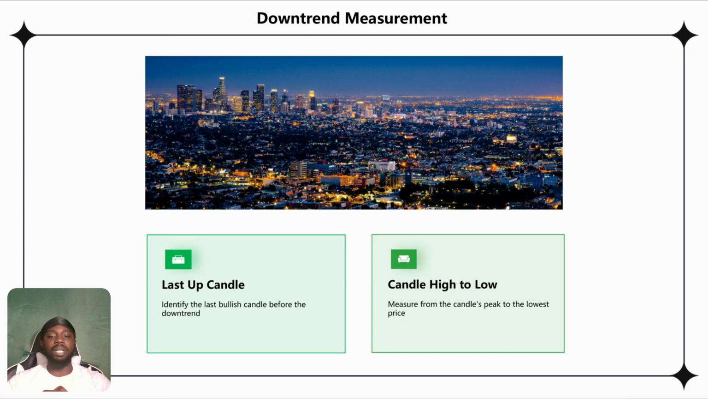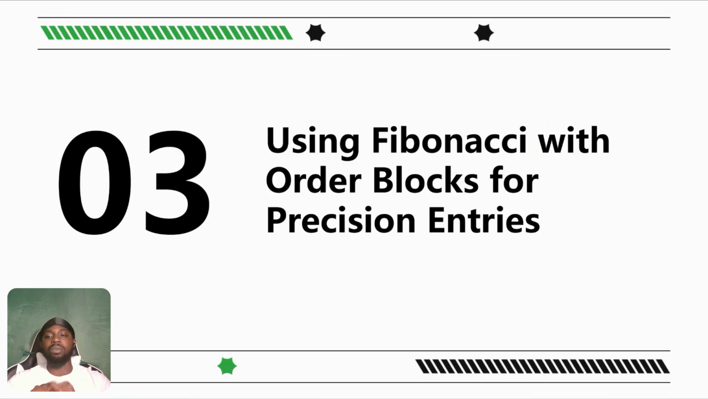This is a downtrend measurement example. You would use the last up candle for bearish movement before the downtrend. So you would go from the candle high to the candle's low. So that's how you would measure that one, and it would give you a cross so you can see the 0.5 and the 618 in order to execute.